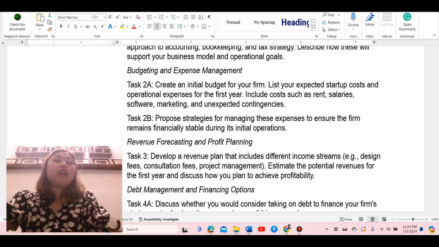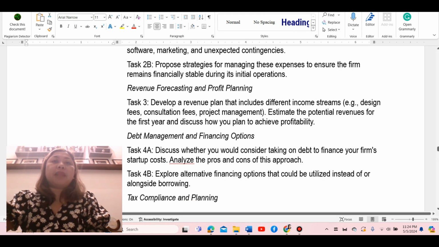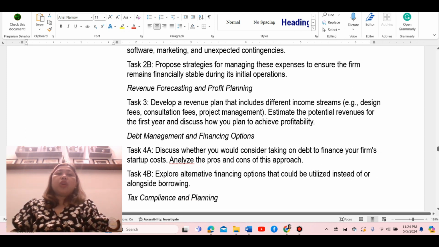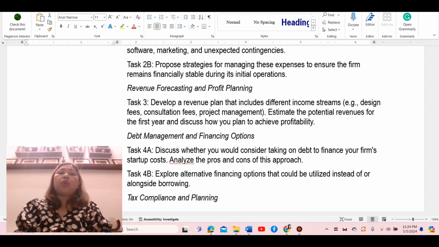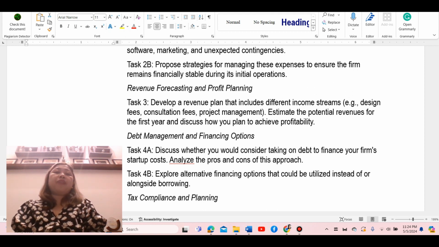So under revenue forecasting and profit planning, your task is to develop a revenue plan that includes different income streams such as design fees, consultation fees, project management. So you estimate the potential revenues for the first year and discuss how you plan to achieve profitability.